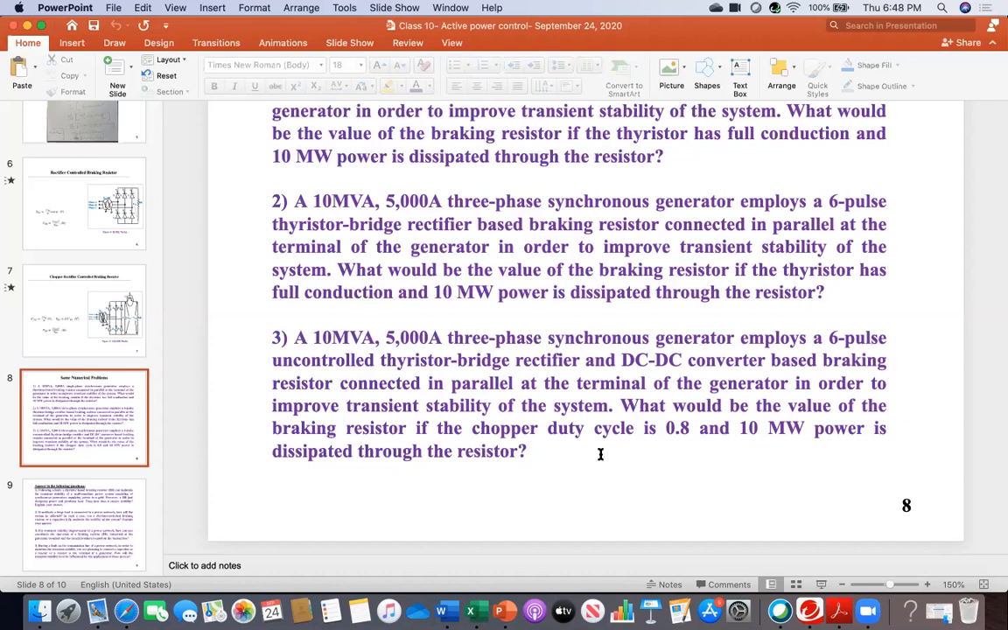Dr. I got 0.1556. Okay, yes, that's right. So therefore you see the difference among the three problems. It depends on, by reading the problem you can understand which equation to pick up. It is the same problem, the same thing, braking resistor and even the ratings, everything is the same. It just depends on what the braking resistor control technology is. That will govern which equation to pick up. That's the thing.